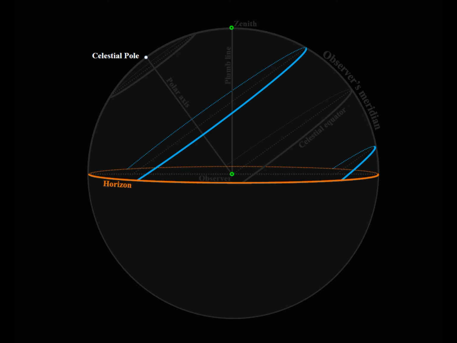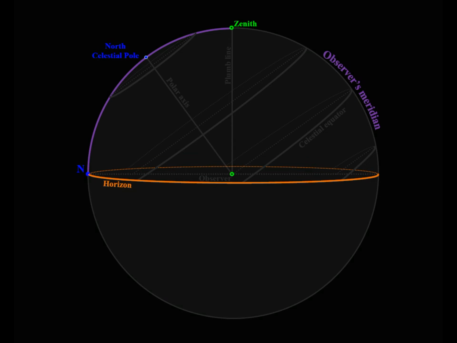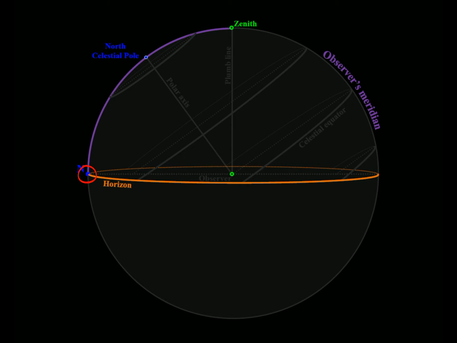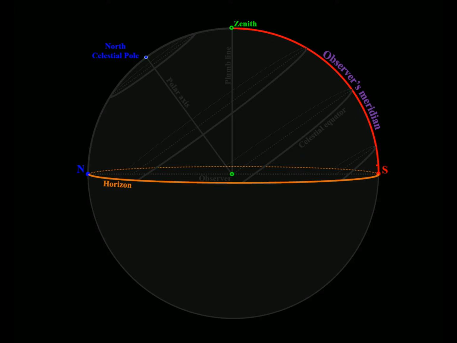The observer's meridian is divided by the zenith into northern and southern parts. If you are in the northern hemisphere, then this part of the observer's meridian crosses the horizon at the north cardinal point. This is the northern part of the observer's meridian. The southern part of the observer's meridian crosses the horizon at the south cardinal point.